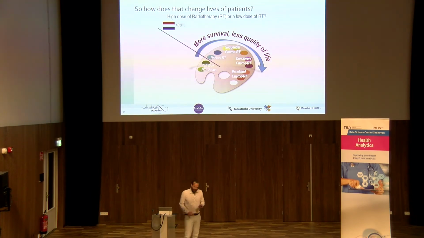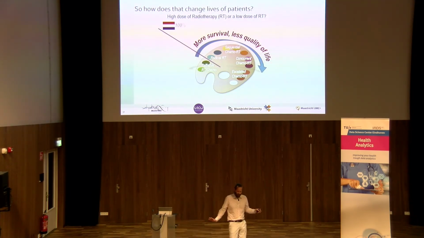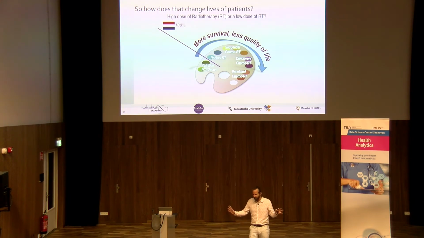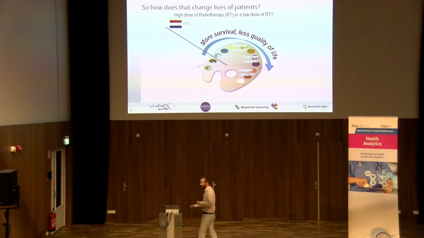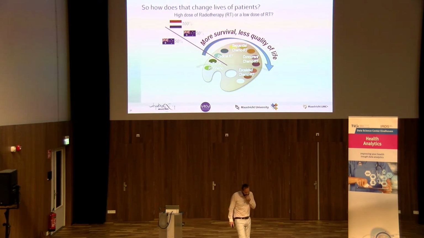Now in Holland, we have a guideline. In Holland, the guideline says every single patient with non-small cell lung cancer, at least if they're not metastasized, has to get a high dose of radiotherapy. That's the guideline. So everyone gets that in Holland. In Australia, they don't agree with that, or they don't have that guideline. They only give about 50% of their patients a high dose, and 50% of their patients get this low dose just to relieve their symptoms.